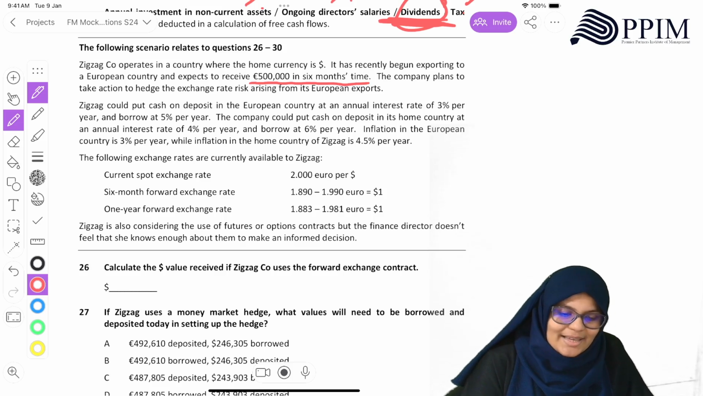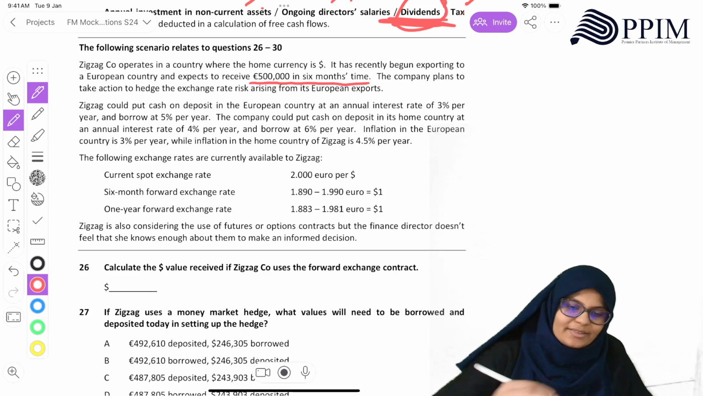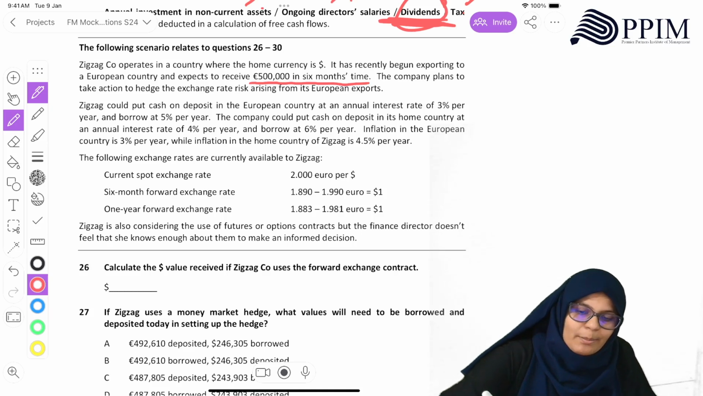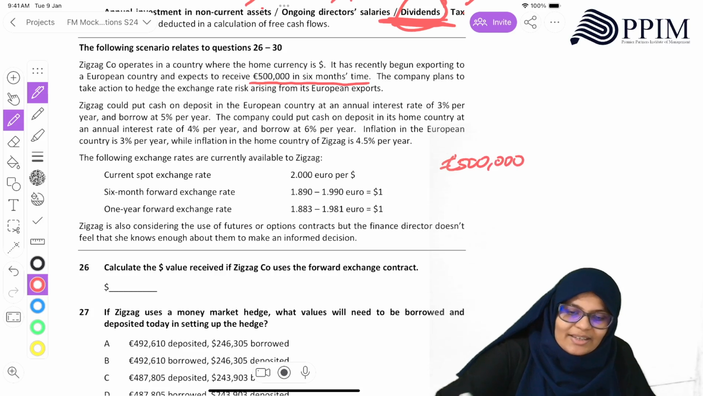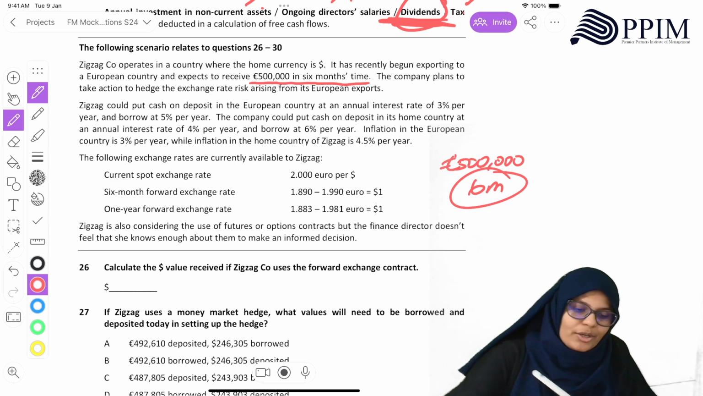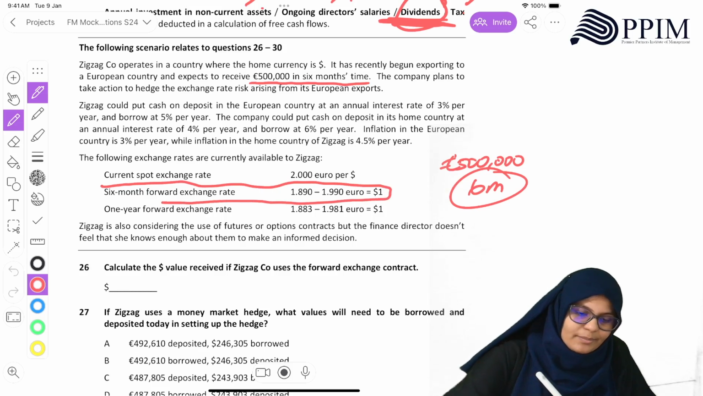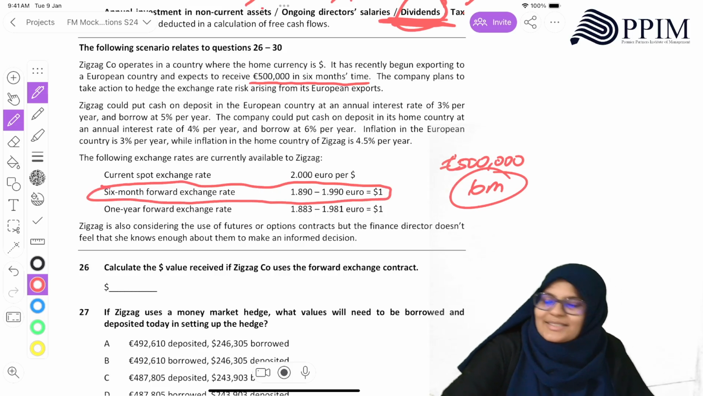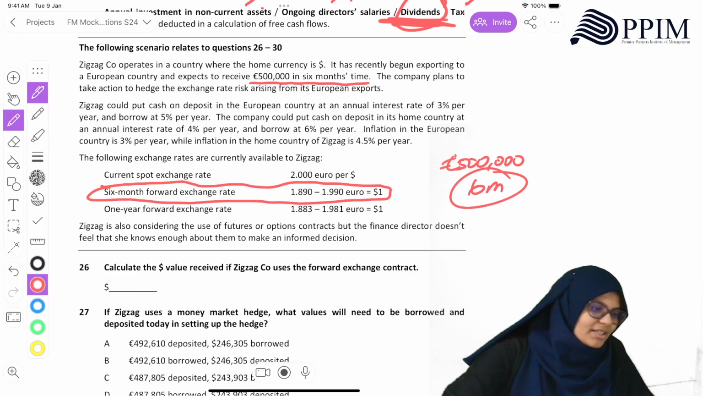So 26 is saying calculate the dollar value received if Zigzag company uses the forward exchange contract. Okay, so we are talking about 500,000 euros that I will get in 6 months time. So obviously the forward that you are going to use has to be the 6-month forward, right? No point using the 1-year forward. Okay, so let's see how much we will get in dollars for this 500,000 euros if we went for a 6-month forward exchange contract, right?